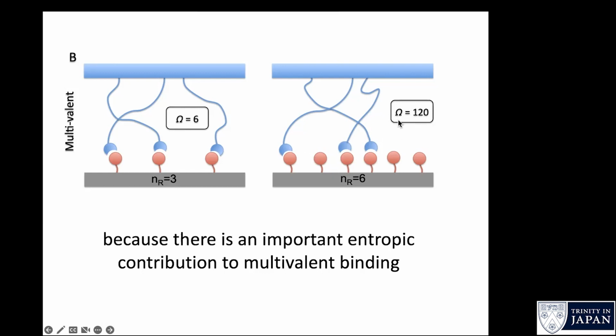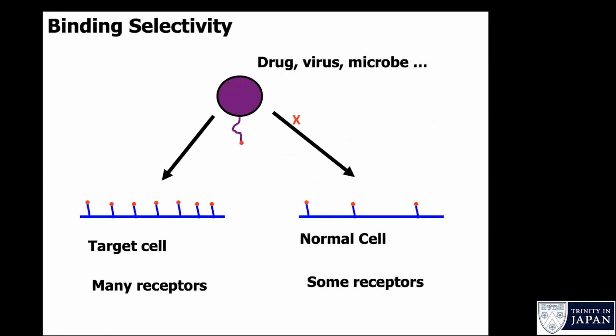Now, why is that important? Because if you take the log, you have the entropy that's associated with it. And this entropy favors binding. So you get a huge entropic enhancement of binding to surfaces that have a high concentration of receptors. And that really helps the viruses identify which surfaces to bind to.